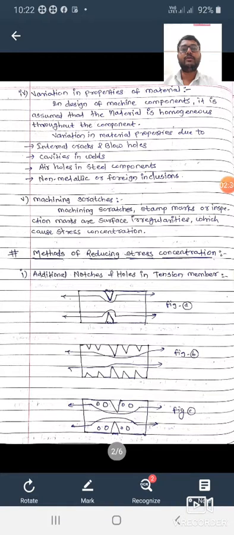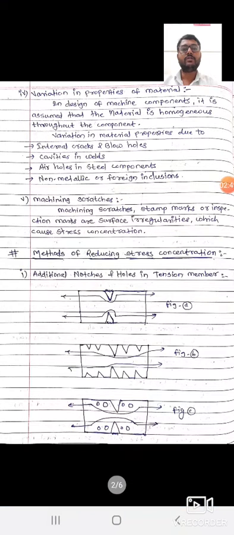Next is variation in properties of material. For example, in design of machine components, it is assumed that the material is homogeneous throughout the component. Variation in material properties occurs due to internal cracks and blowholes, cavities in welds, air holes in steel components, non-metallic or foreign inclusions. And the fifth important parameter for stress concentration is machining scratches.